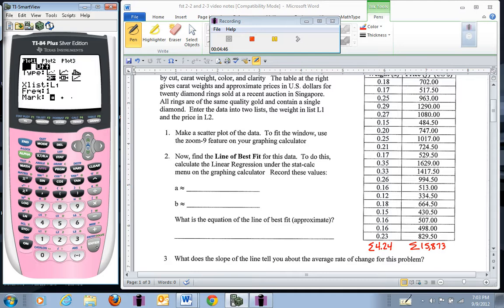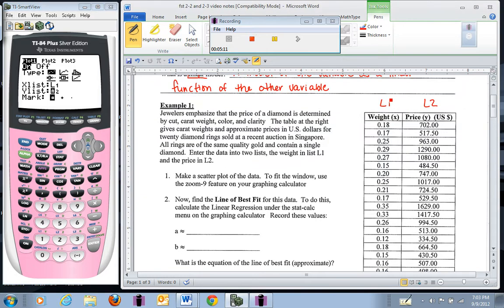Okay, now my calculator is still set up to do the modified box plot here, so I'm going to hit on to turn this on, and I'm going to come down to type, and the first thing in type is the scatter plot, so I'm going to choose that one. And then immediately it asked me about my X list and my Y list. And I do want list 1 to be my X list, and I do want list 2 to be my Y list. So, for example, these are your X's, and these are your Y's. So we want to keep that.